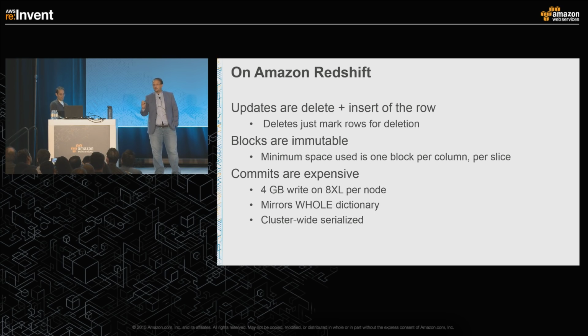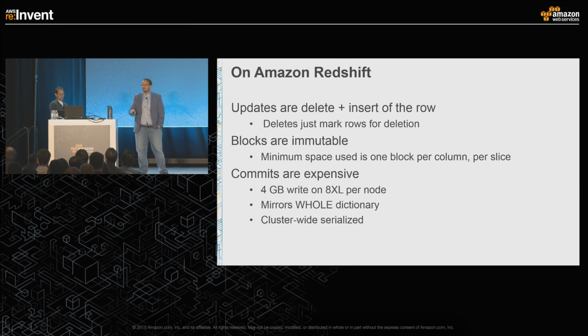Blocks are immutable. The minimal space used by a table is one block per slice per column. Blocks are 1 megabyte. You do the math. So you want to load thousands of rows at a time, not single row operations, because then you add a block every time, per slice, per column, and it becomes expensive at the end because your table grows a lot and there's not a lot of data there.